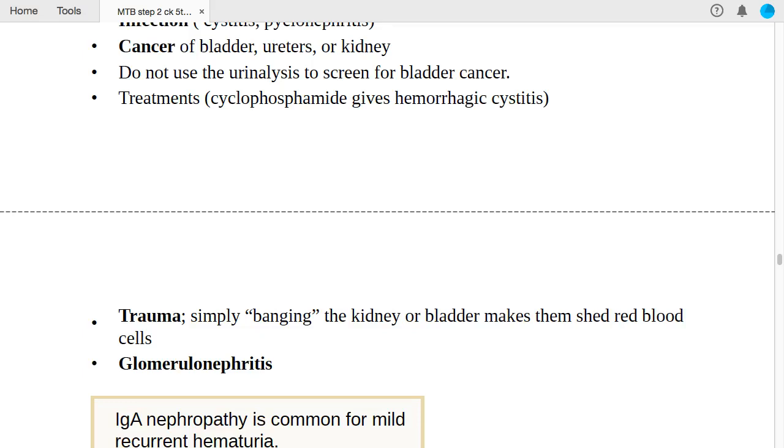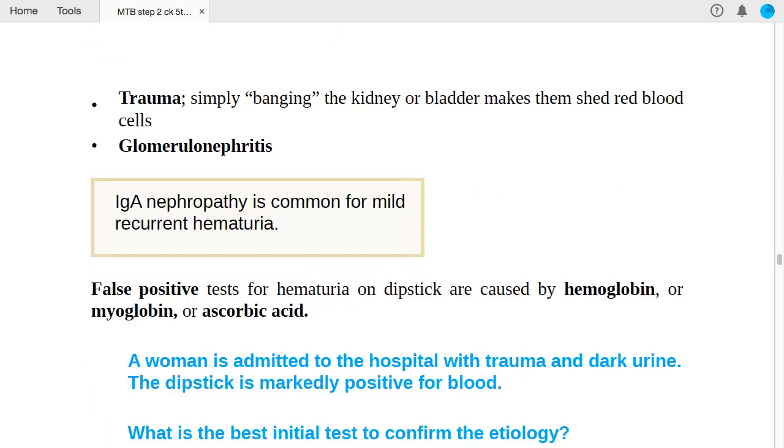And glomerulonephritis is one of the causes of hematuria. So these are all the causes of hematuria. Now the point to ponder here is, IgA nephropathy is common for mild recurrent hematuria. If your patient has IgA nephropathy, this patient usually presents with recurrent but mild hematuria. So there are lots of causes of hematuria. We have to evaluate one by one if we want to exclude a particular disease in our patient.